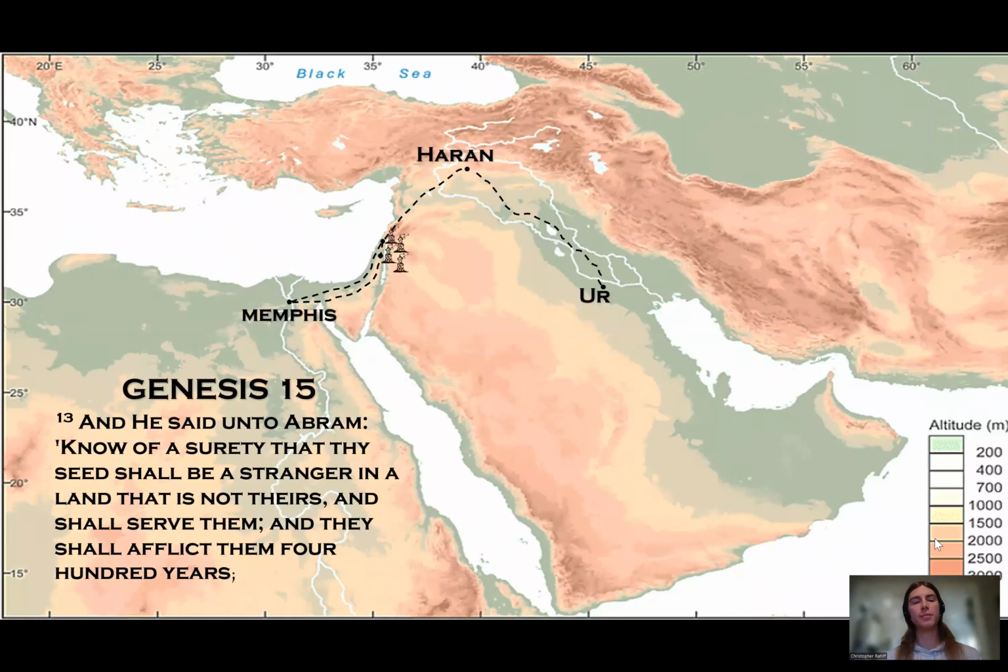We get into 15 and it says, God is speaking to Abram again. And he said unto Abram, "Know for sure that your seed shall be a stranger in a land that is not theirs, and that they shall serve them and shall afflict them for 400 years." There's a lot to get into about that subject, but for the sake of this Bible study, I'm just going to keep it at face value.